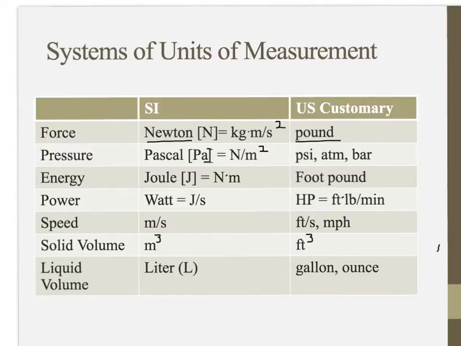Liquid volume is a little different. The unit for liquid volume is liter, and that is the unit in the metric system. Technically, the SI system doesn't have a unit for liquid volume, but we use the liter in the SI system. And in the U.S. customary system, the corresponding units for liquid volume would be a gallon or an ounce.